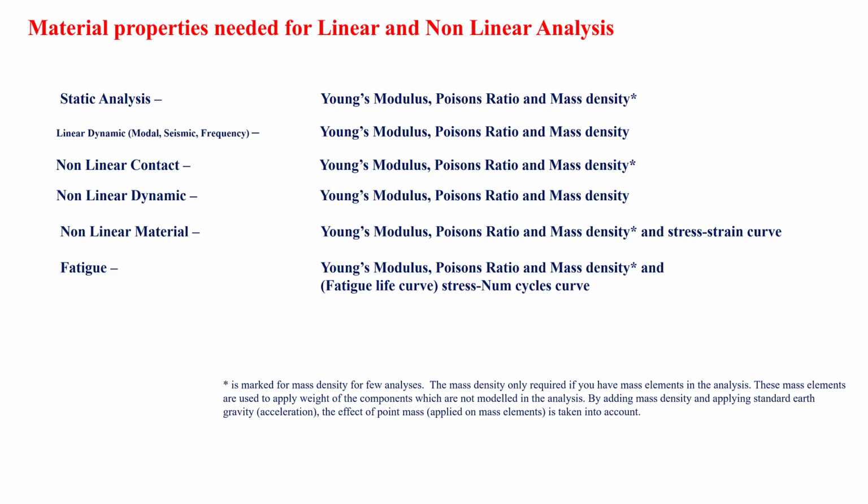For non-linear material, we're going to add one more term, that is the stress strain curve, along with the hardening rule. Very important thing. For fatigue analysis, Young's modulus, Poisson's ratio, mass density, including the stress strain curve, that is the fatigue life curve we can say. So what is the star mark here? The mass density is only required if you have mass elements in the analysis, which will take the acceleration due to gravity into account. Remember that in short.